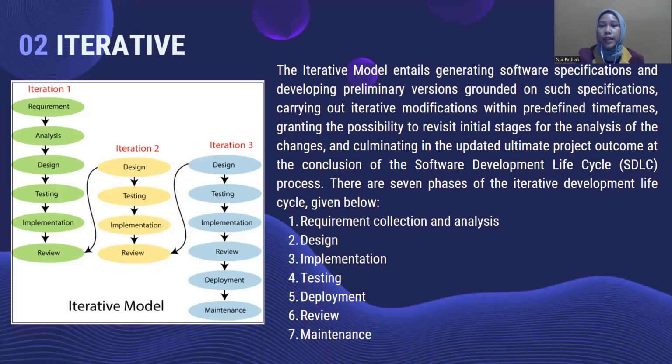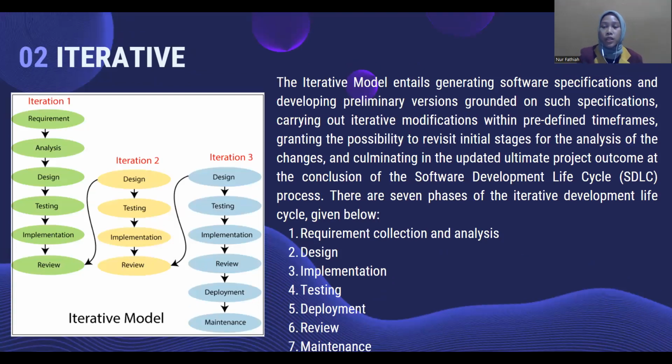The second model is iterative. So, the iterative model entails generating software specification and developing a preliminary version grounded on such specification, carrying out iterative modification within predefined time frames, granting the possibility to revisit the initial stage for the analysis of the change and culminating in the updated ultimate project outcome at the conclusion of the software development lifecycle process.